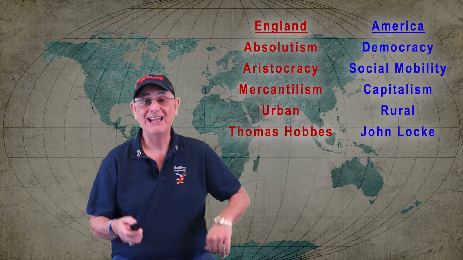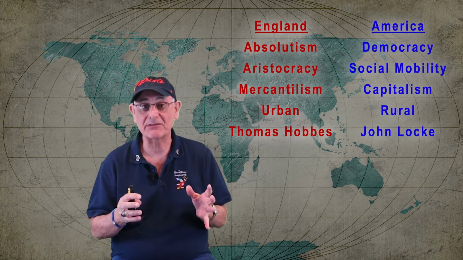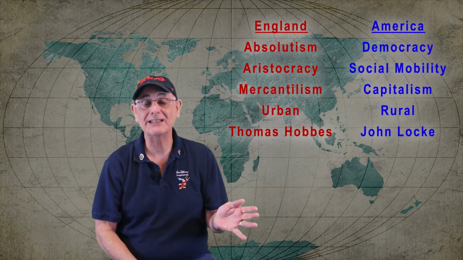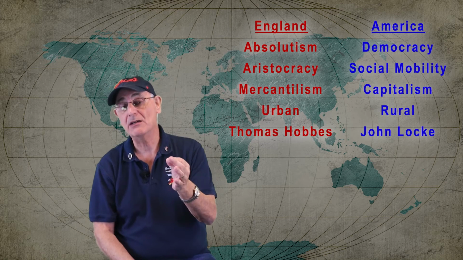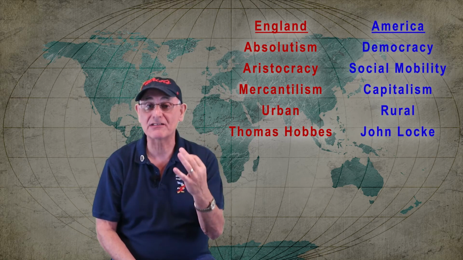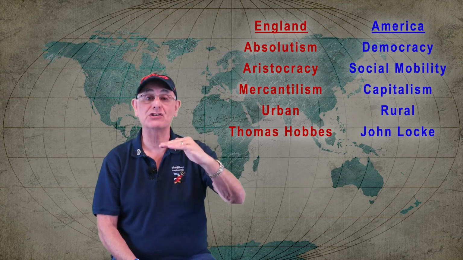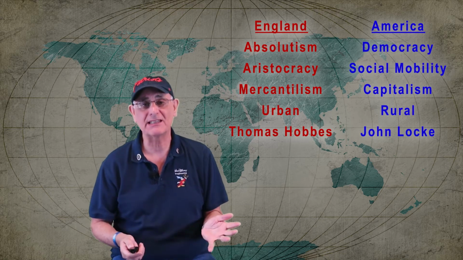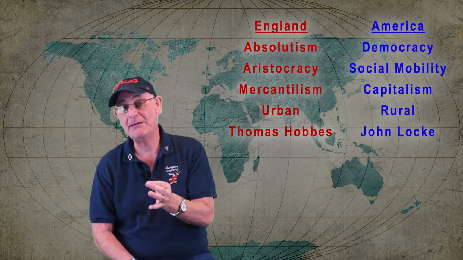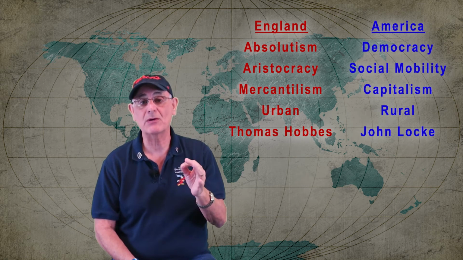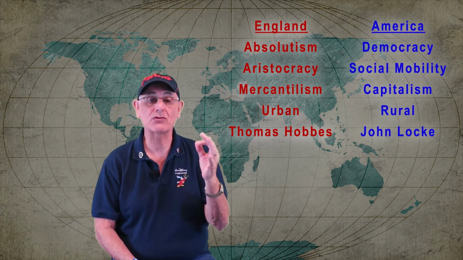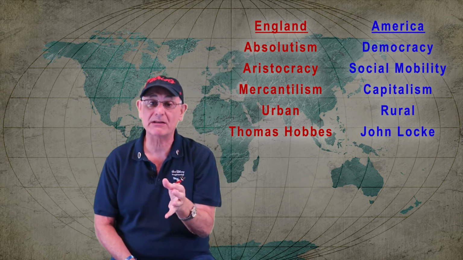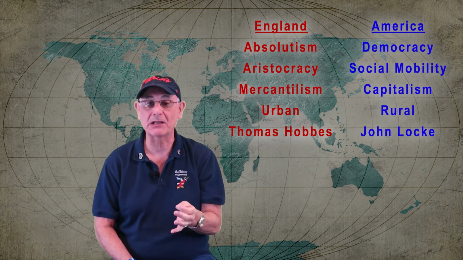The social classes: England was run by an aristocracy, and the ability for people in England to change their economic class was virtually non-existent. Whereas in America, we were starting to look more and more at social mobility, the ability of people to change their economic classes, because here in America, you've got all sorts of amazing economic opportunities. Economics: England practiced something that we call mercantilism, where they were trying to control the economy by way of a central authority. Whereas here in America, we were more inclined towards capitalism.